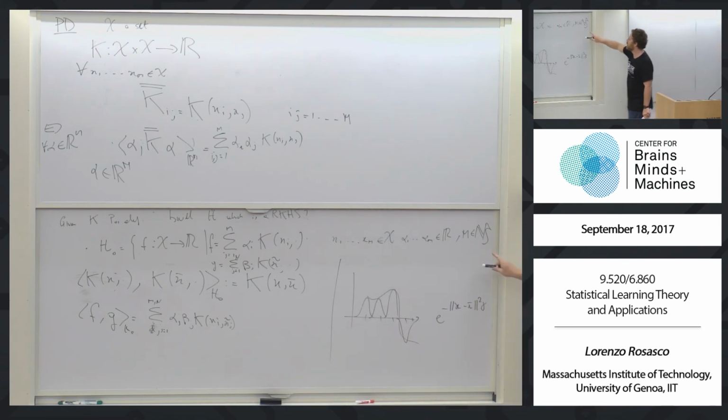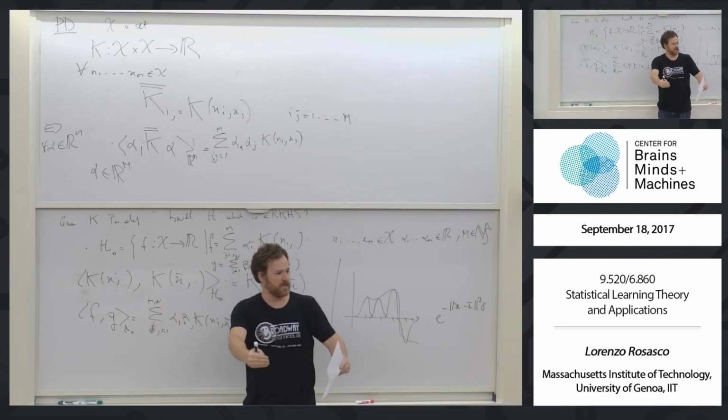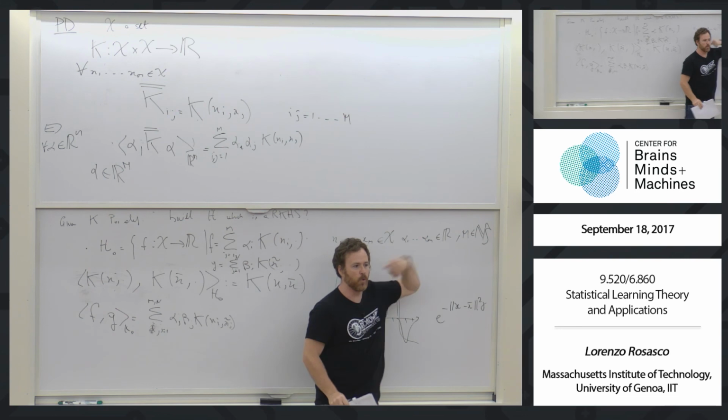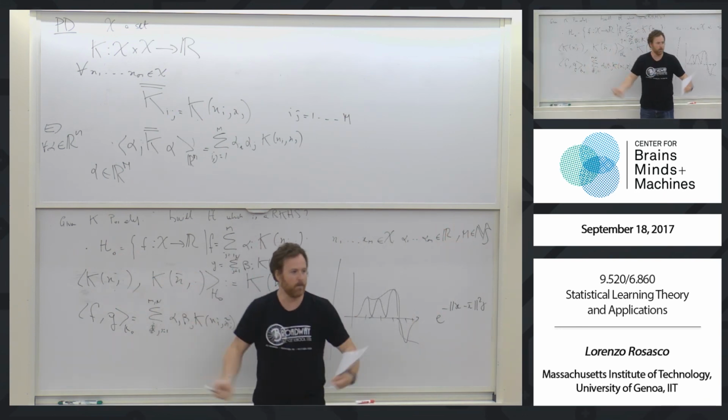Here, you see that I allow myself to take linear combinations of any length, and this is why I call it H0. The last step of the proof, the one where I have to complete the space, is where I actually allow this M to go to infinity. So the H0 version is the version before I complete the space.